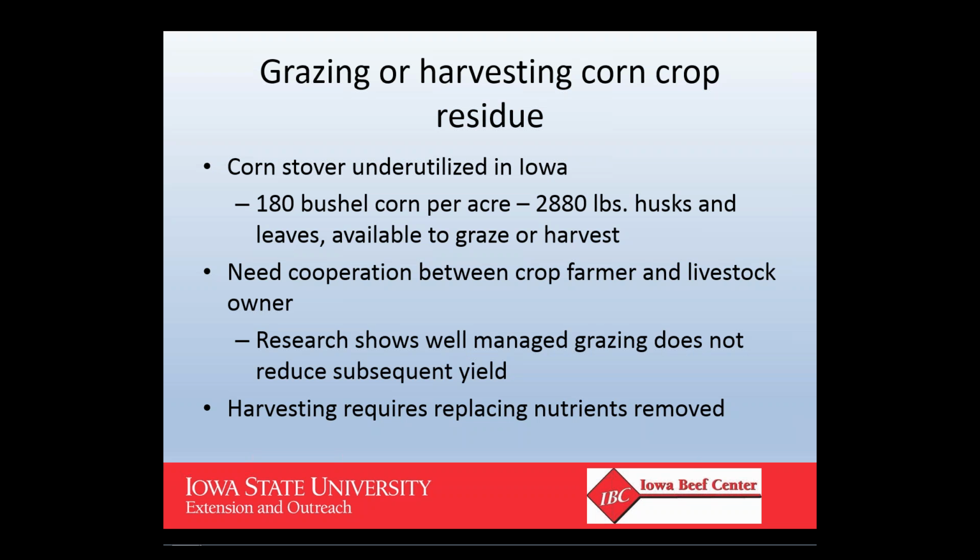Also, a lot of people want to do fall tillage. They want to use fall nitrogen applications. So when they do that, it's very difficult to graze. But if you had more cooperation between a crop farmer and livestock owner, then it gives you opportunities.